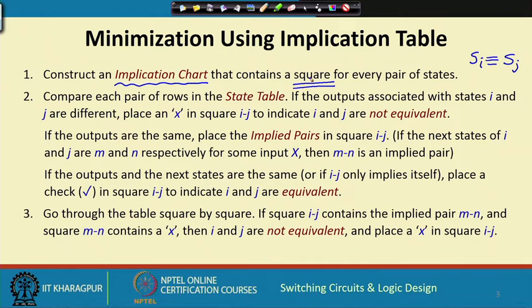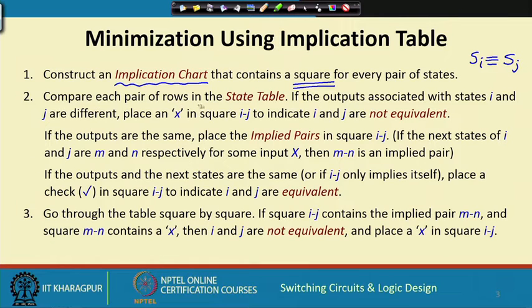So, the first step is to compare each pair of rows in the state table. Pair of rows actually means a pair of states. We are comparing every pair of states S i and S j in the implication chart, but that is reflected from the state table. Think of the state table: two rows of the state table indicate two different present states. That is why we consider two different rows of the state table, and with respect to that we mark the entry in the implication chart. How? We compare each pair of rows in the state table.